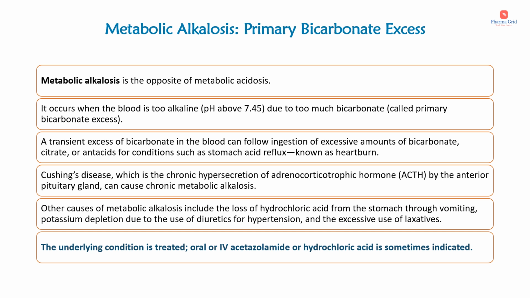Cushing's disease, which is the chronic hypersecretion of adrenocorticotropic hormone, that is ACTH, by the anterior pituitary gland, can cause chronic metabolic alkalosis. Other causes of metabolic alkalosis include the loss of hydrochloric acid from the stomach through vomiting, potassium depletion due to the use of diuretics for hypertension, and the excessive use of laxatives. The underlying condition is treated. Oral or IV acetazolamide, a carbonic anhydrase inhibitor, or hydrochloric acid is sometimes indicated.